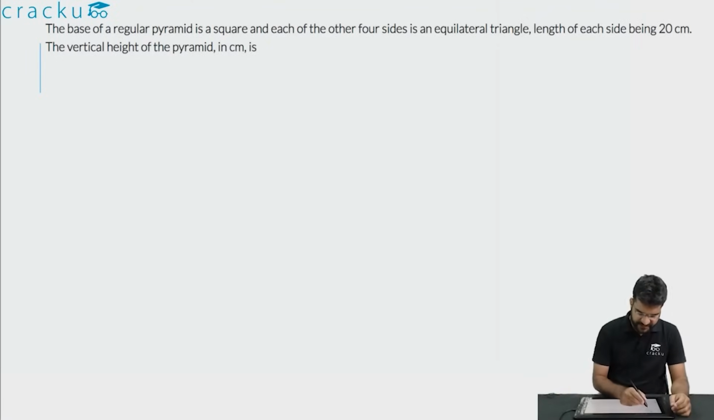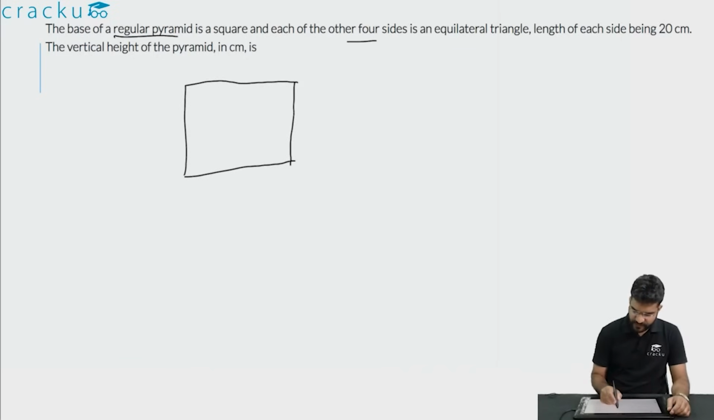In this question, we are given that there is a regular pyramid and the base of the regular pyramid is a square. So, say this is a pyramid and this is the base of the pyramid. This is a square and each of the other four sides is an equilateral triangle. So, this will be in another dimension where there is an equilateral triangle.